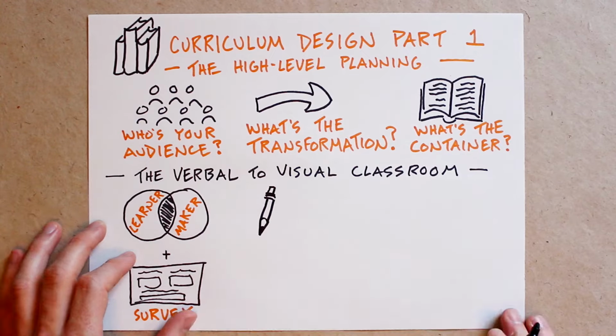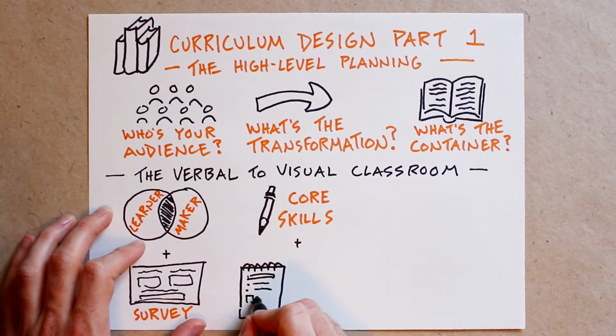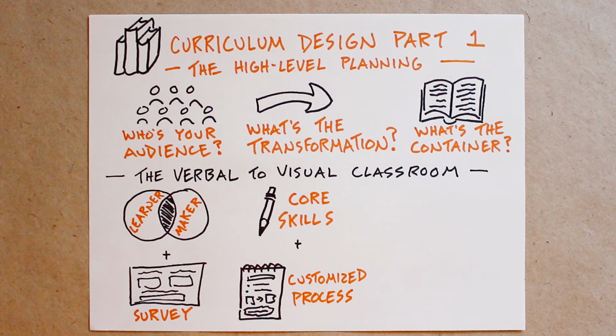Regarding the transformation that I hope to bring about in the folks that signed up for this classroom, I have two main objectives. The first was to help those folks develop their core visual note-taking skills. There are some basic drawing and writing and layout skills that you need in order to take effective visual notes. So that was piece number one, and then I also wanted to help students develop a customized visual note-taking process, one that met their needs and their circumstances.